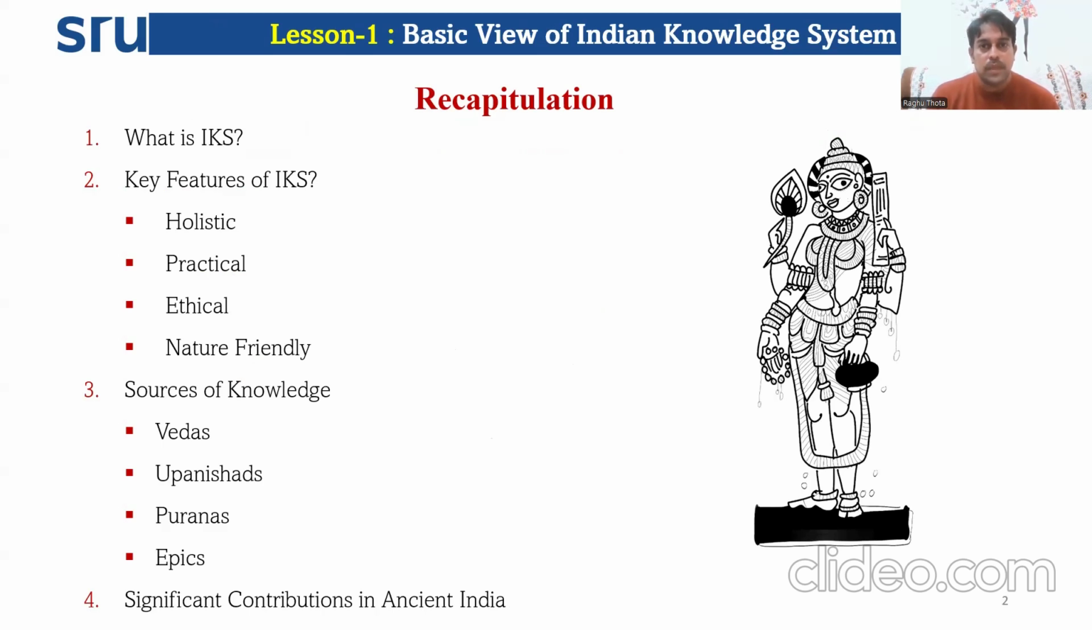Lesson number 1, Basic View of Indian Knowledge System. Under the canopy of this lesson 1, we have discussed 4 important points. One is, what is IKS? What are the key features of IKS? And what are the sources of knowledge in the ancient times? And what are the significant contributions in ancient India by our ancestors? These are the 4 important points we had a discussion on in the previous lecture. Let us briefly discuss our points.